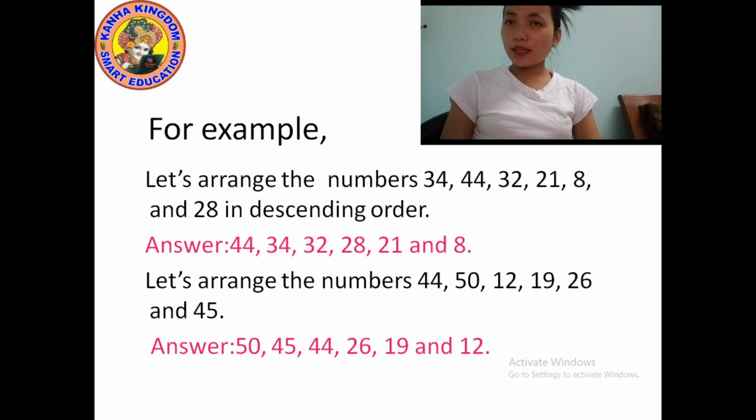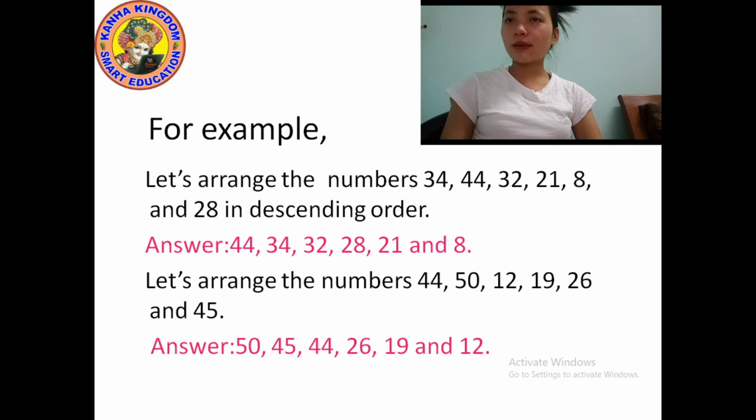44 is the biggest number, right? The greatest number is 44, so write 44 first. After 44, which is the second greatest number of all of them? That is 34, right? So 44, 34. After that, which numbers are remaining? 32, 21, 8 and 28 are remaining. From these four numbers, which is the greatest? 32, right? So write 32 third, and 21, 8 and 28 are remaining.